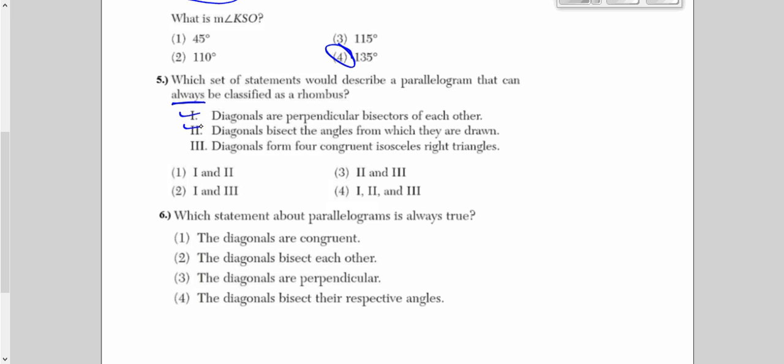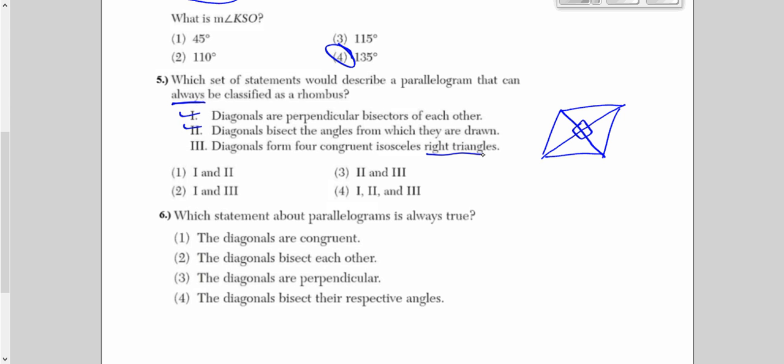What about 3? Diagonals form 4 congruent isosceles right triangles. Well, let's draw a rhombus, right? And we have, this is perpendicular, right? So we know it just by thinking about it. We got 4 right triangles, don't we? The only question now is, are they isosceles right triangles in there? Are they? You know what isosceles means, right? 2 congruent sides?